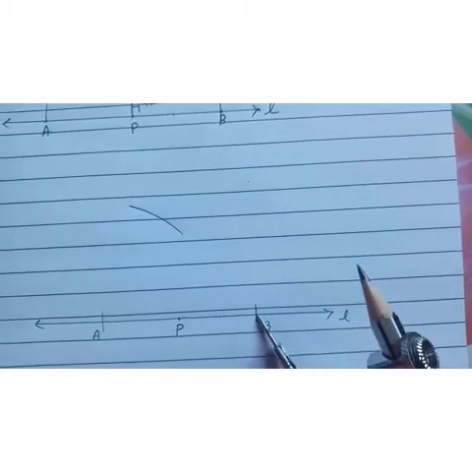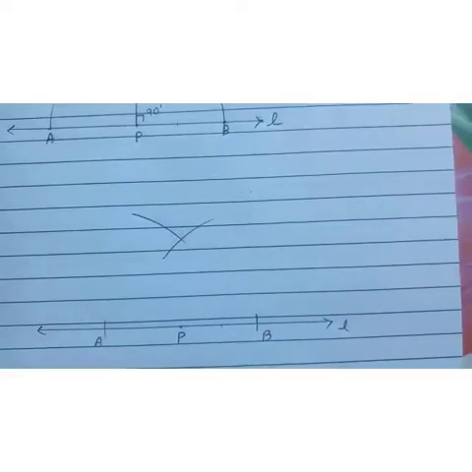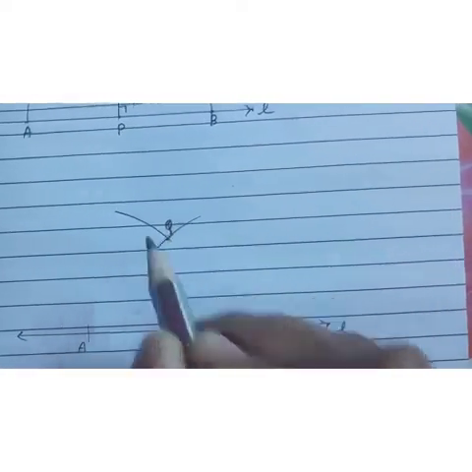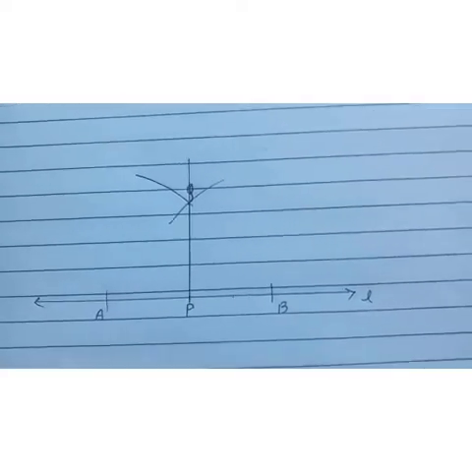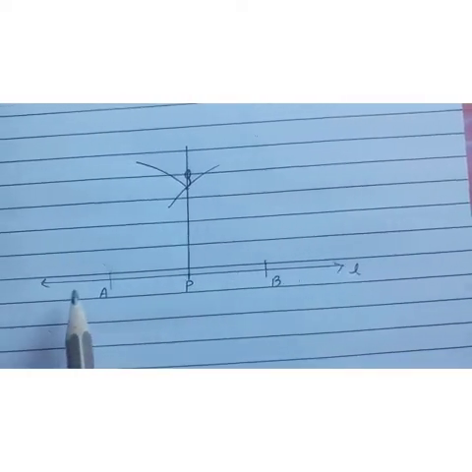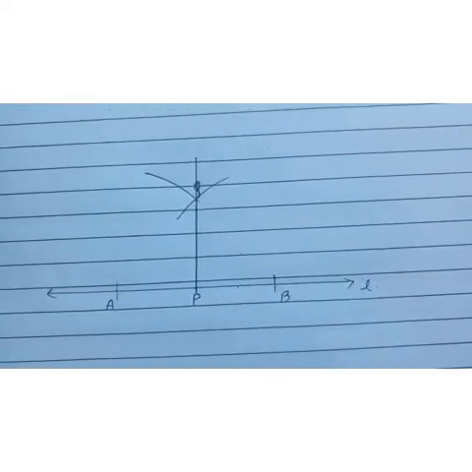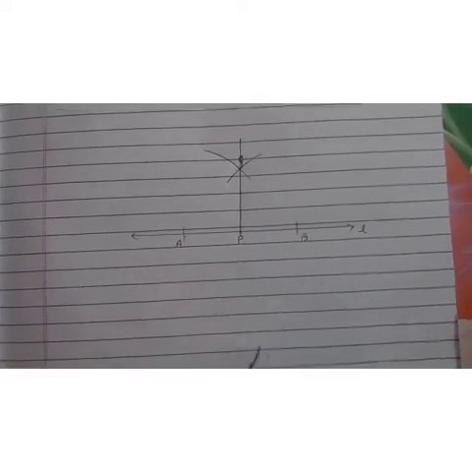Now with B as center and same radius, draw another arc. You got a point here, isn't it? Now mark this point as Q and then join PQ. So children, we got the perpendicular line to the line segment AB or the line L. You can also draw a perpendicular line below also.